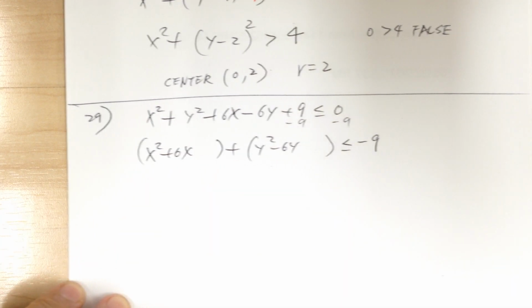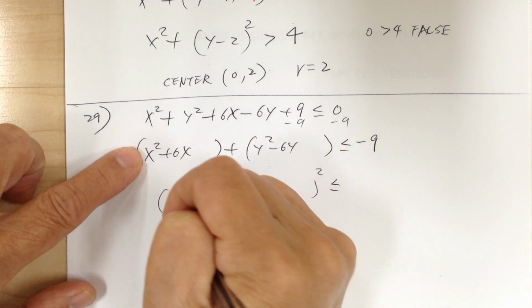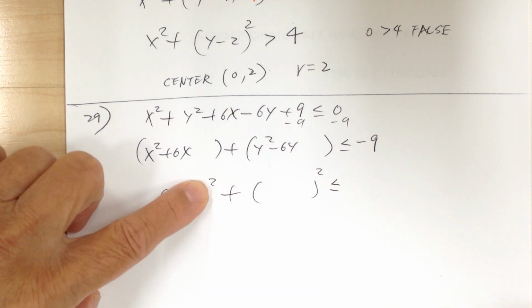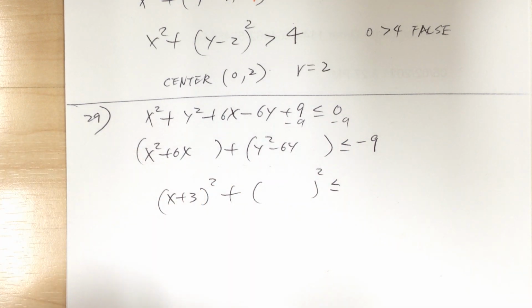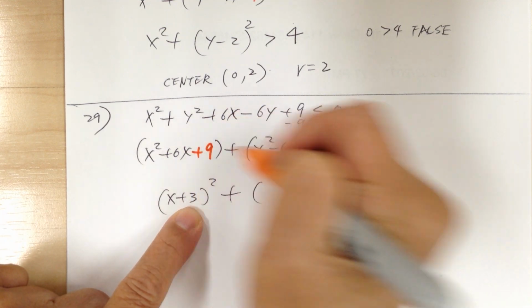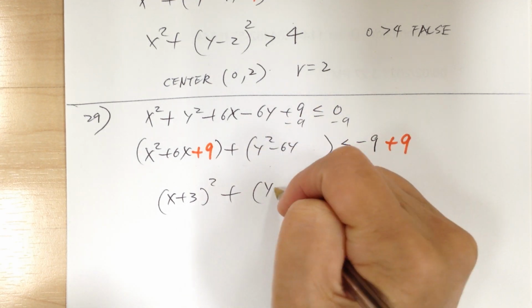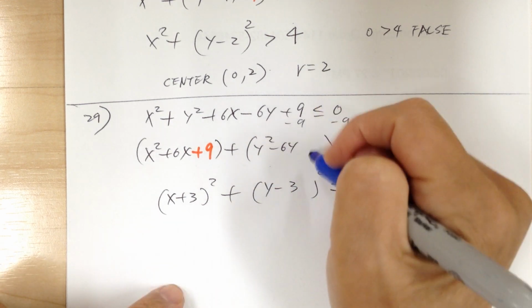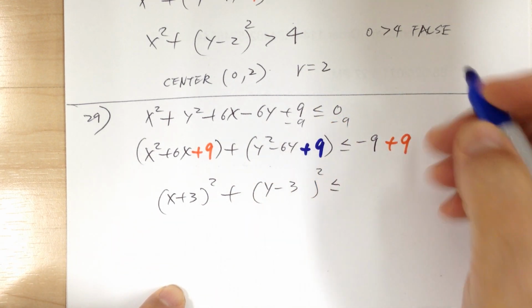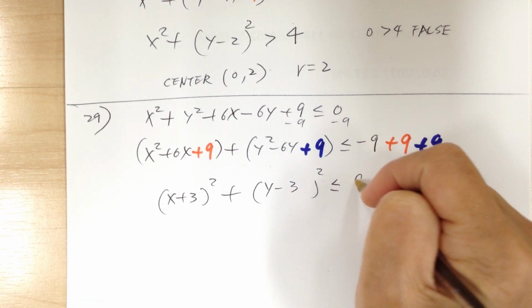After that, you need to make a perfect square over here. So this one, you're going to get x plus 3 squared. Now, because you plus 3 over here, this is always half of that, so you need to get plus 9. So if you plus 9 on this side, you need to plus 9 on the other side. Then on this side, again, you're going to have y minus 3 squared, so you need to plus 9 over here. Now, because you plus 9 here, you need to plus 9 over here. And so you're going to get less than or equal to 9.